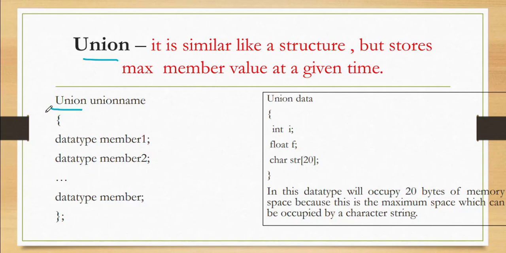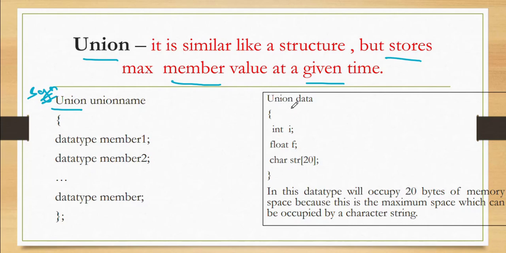For example, the syntax is: union name, then data type member 1, another data type member 2, and so on, are declared. The only difference is that it stores only the maximum member value at a given time. Other values become wrong. For some applications it may be required, so it will take only the maximum member value.